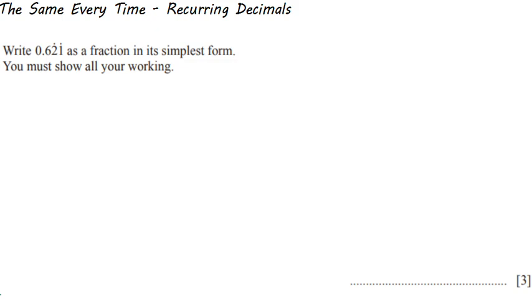Recurring decimals. Right, 0.621, with a dot over the 2 and a dot over the 1, as a fraction in its simplest form. You must show all your working.